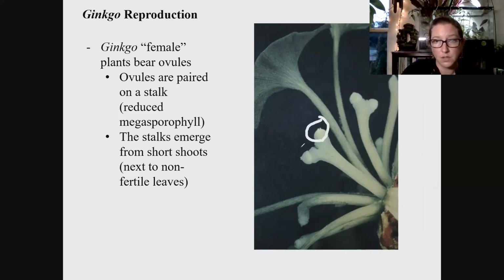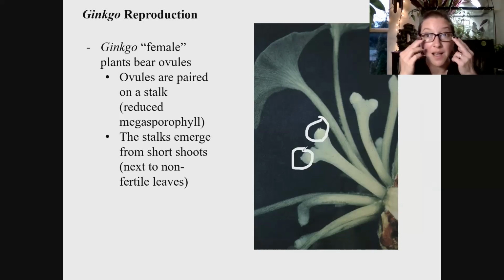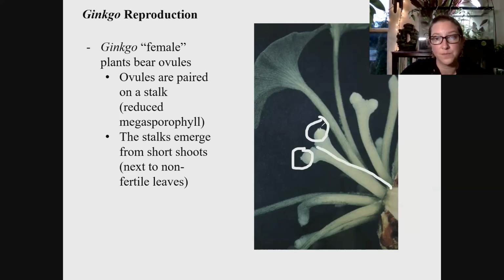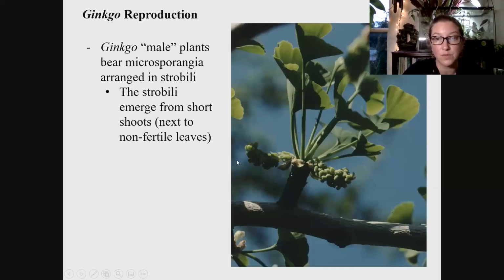One ovule, two ovules. Notice you can see the ovules with your naked eye because they are gymnosperms. They're not inside of anything. Paired on a stalk, right? See them with the naked eye as they're gymnosperms.